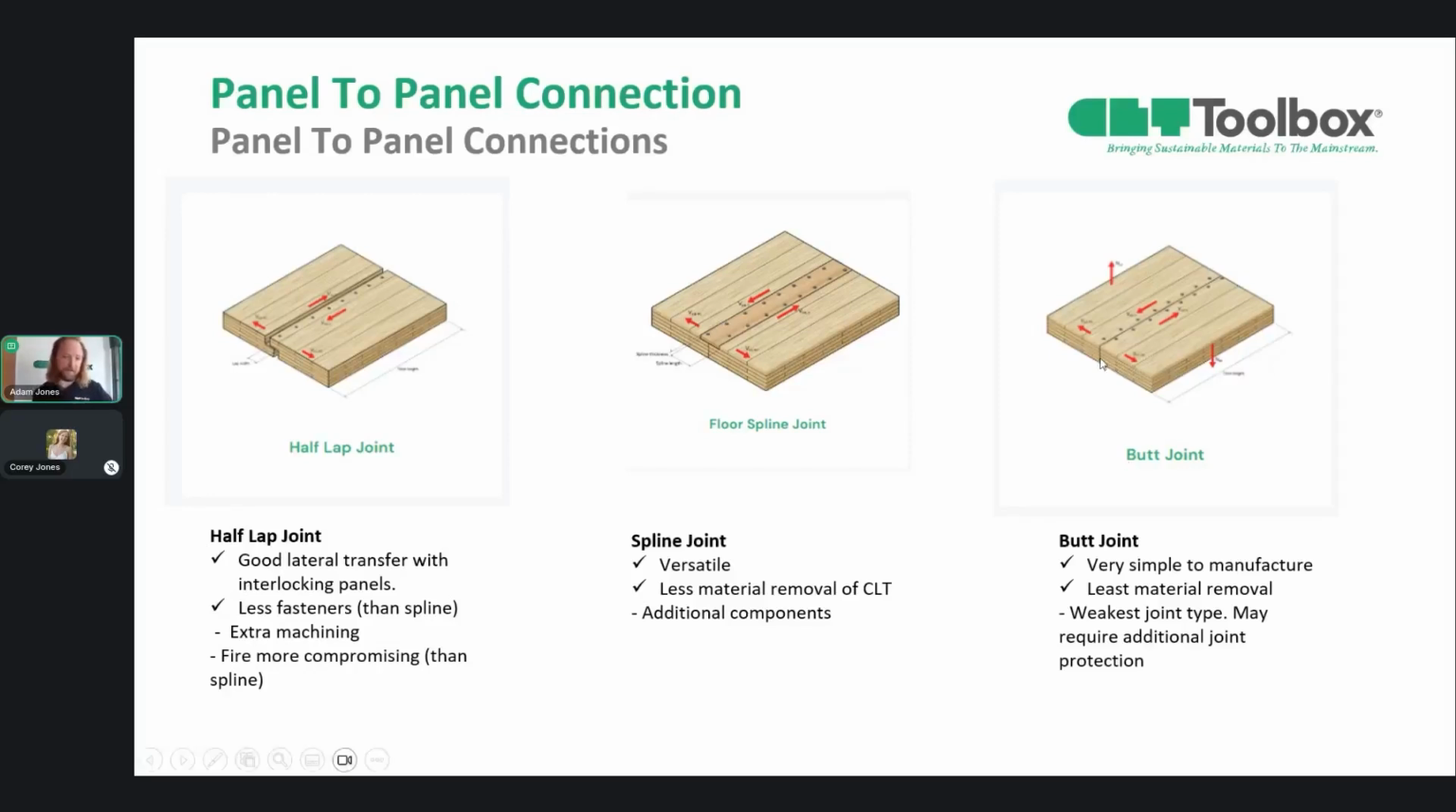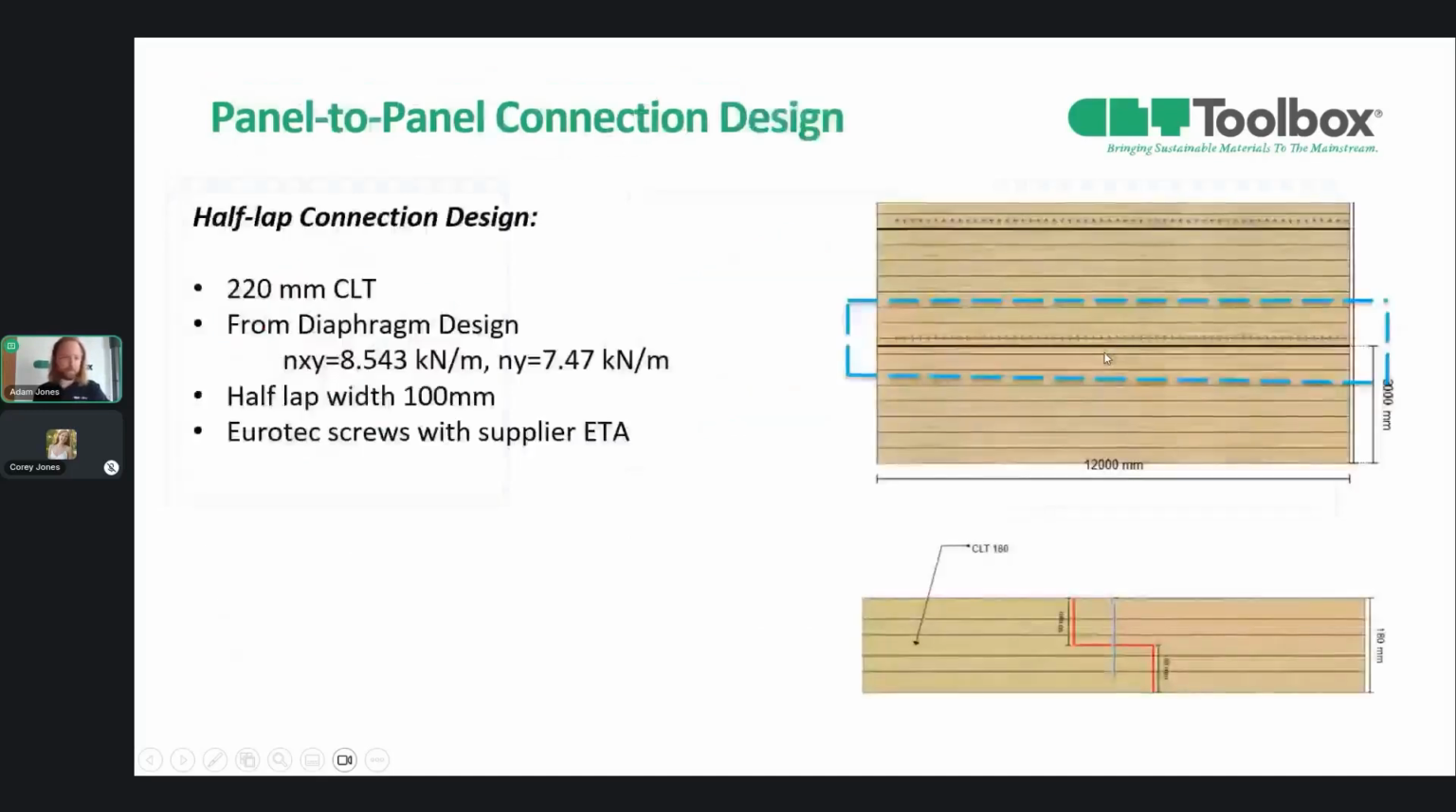And then finally got the butt joint. So this is super easy. You just get a panel, a CNC 4 sides, and then you're done. Butt it together on site, and then do the screws at an angle working to get the joint. But it's the weakest joint type. You may require additional joint protection because you could get gaps and things like that to deal with.